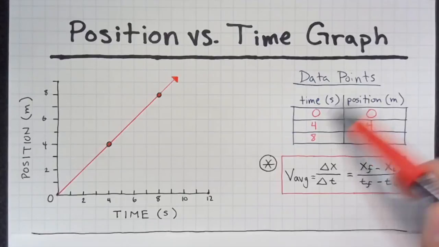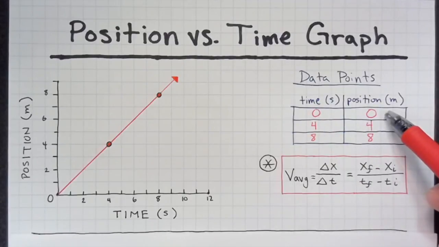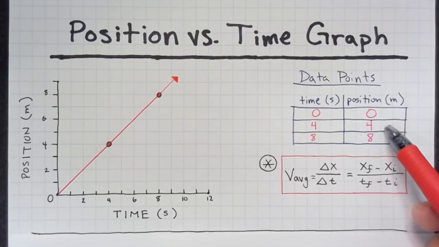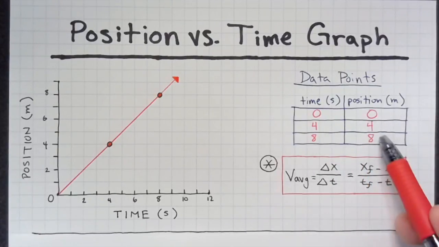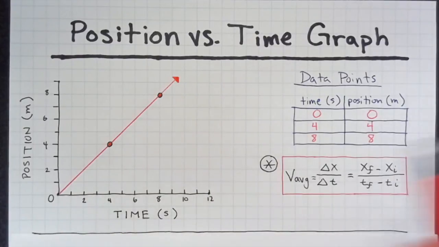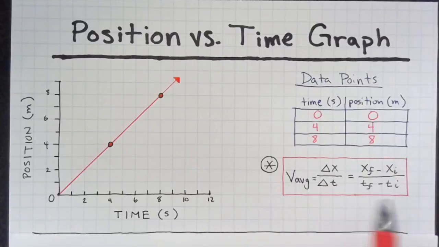So at time 0, the ball or the object moved 0 meters. At time 4, the object moved 4 meters. And at time 8, the object moved 8 meters. So this is a velocity that is constant. And if you forgot, here in the box is the formula for average velocity.